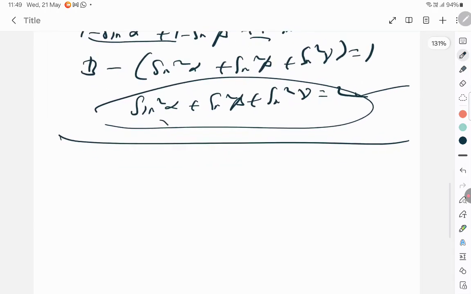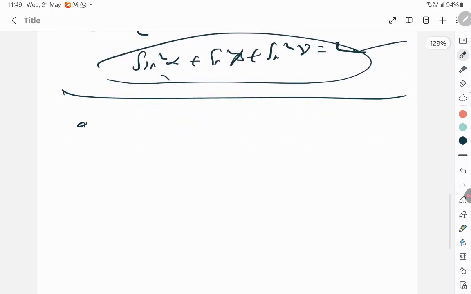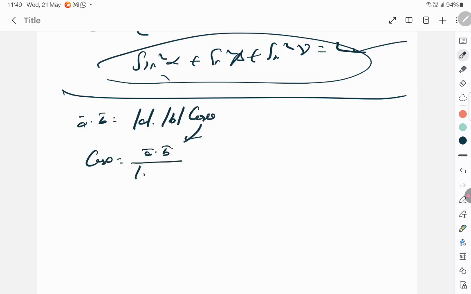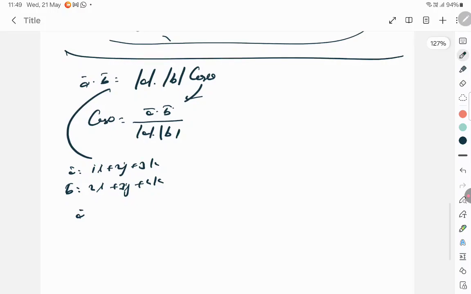Next, what I taught you is about the dot product. A vector dot B vector is magnitude of A into magnitude of B into cos theta. This means if they ask you the angle between the two vectors, cos theta is A vector dot B vector divided by magnitude of A into magnitude of B. How to dot it? Supposing A vector is 1i plus 2j plus 3k and B vector is 2i plus 3j plus 4k, say for example, we're going to compute A dot B. It's 1i plus 2j plus 3k dotted with 2i plus 3j plus 4k.